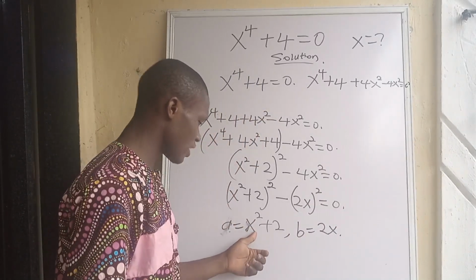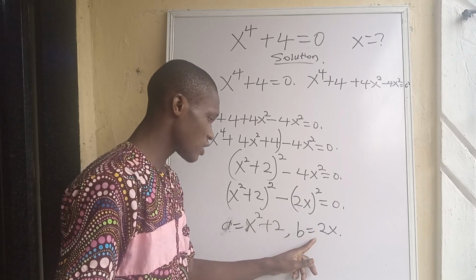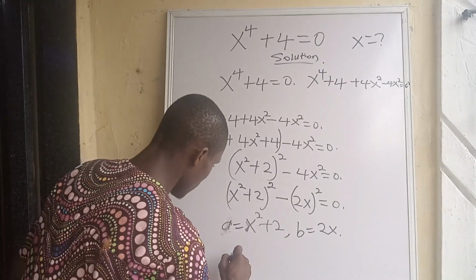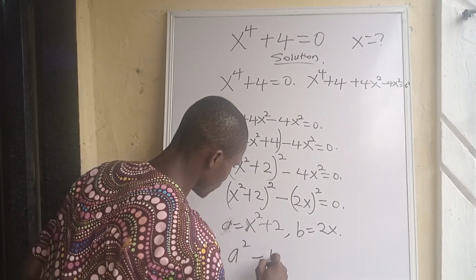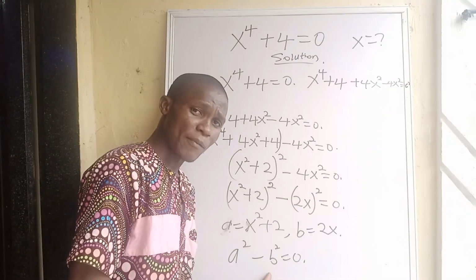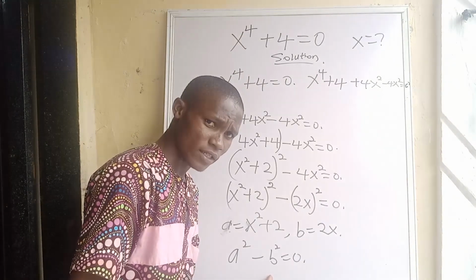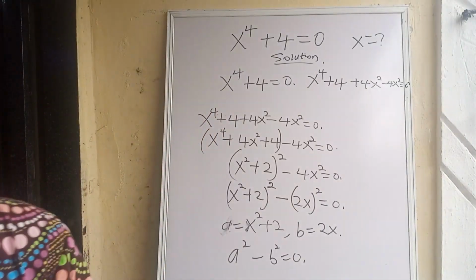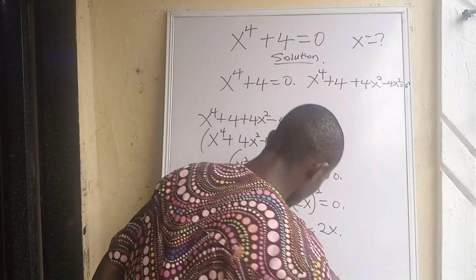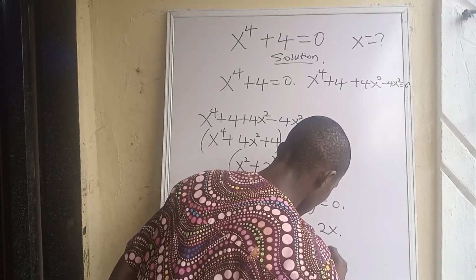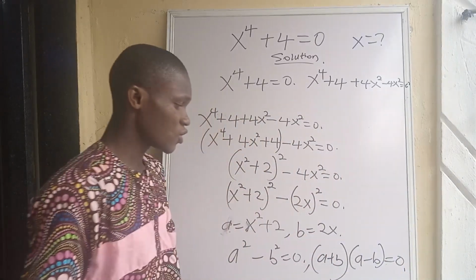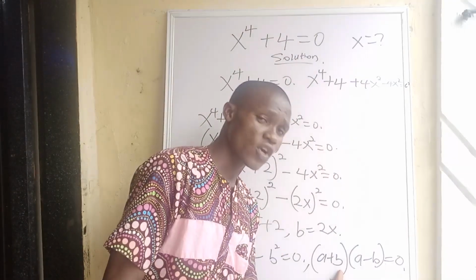So in the place of a, I'm putting x to the power of 2 plus 2, and in place of 2x, I'm putting b. So I'm going to have this to be a to the power of 2 minus b to the power of 2 equals 0. So if I simply have this, I'm going to apply the difference of two squares, which says a plus b, a minus b equals 0.